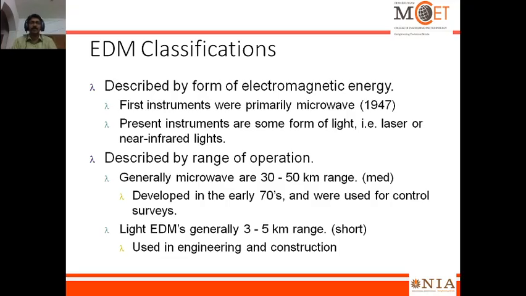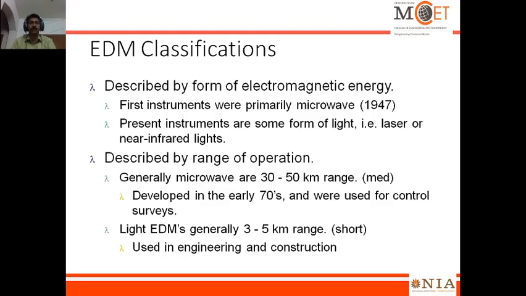Classification of EDM is described by the form of electromagnetic energy. Electromagnetic waves are the most predominant ones which rule the measurement. It is the basic concept for the later portion of our unit, remote sensing and GIS. The first instruments were primarily microwave in 1947. Present instruments use some form of light, that is laser or near infrared light.